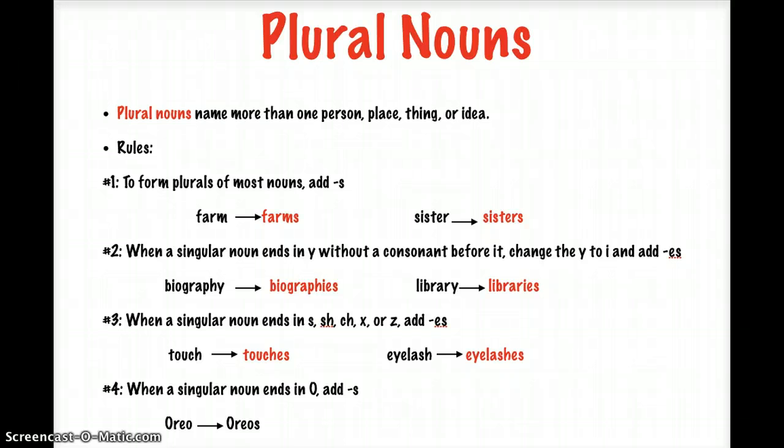Rule number 3. When a singular noun ends in S, SH, CH, X, or Z, add an ES. So for example, touch ends in CH, add an ES to create the plural form, touches. Eyelash ends in SH, add an ES to create the plural form of eyelash, which is eyelashes. Rule number 4, when a singular noun ends in O, add an S. So we have Oreo, we just add an S to make Oreos, which is the plural form of Oreo.